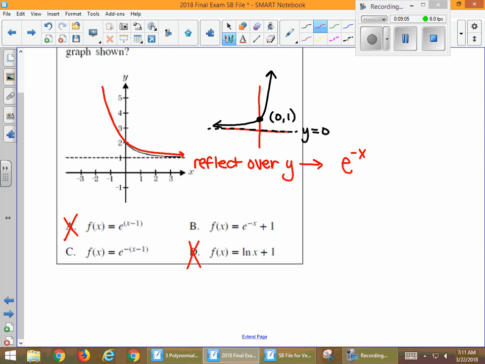The other thing that's happened once this is flipped around is that this asymptote has moved up. It's usually at 0, so it's moved up 1. And to do up 1, we have that +1 on the outside of our function, so it would not be in the exponent. So that makes this one B.